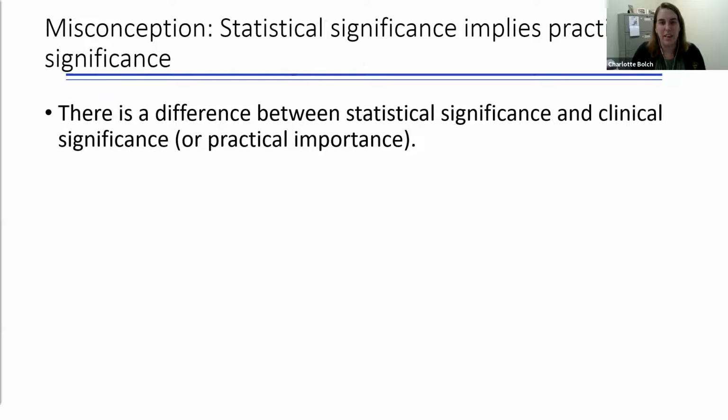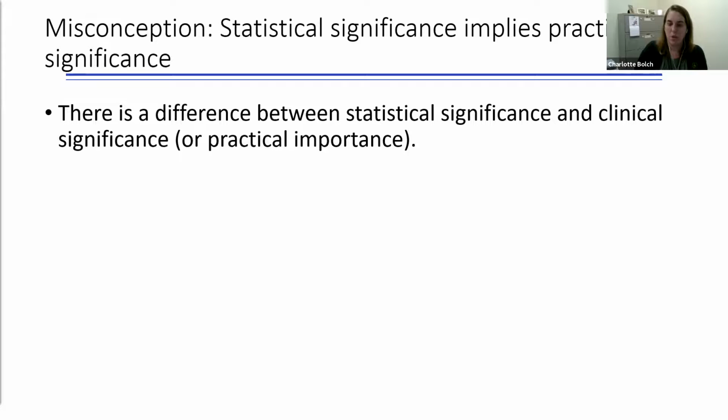And then finally, the largest misconception that I see is that statistical significance implies practical significance. This is not true. There's a difference between showing statistical significance just based on your hypothesis testing and this idea of clinical significance or practical importance. Particularly with very large sample sizes, you may see statistical significance even for really small differences in any value of a mean difference or proportion difference between two samples.